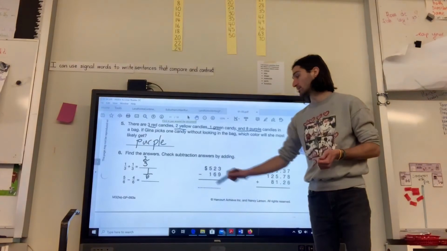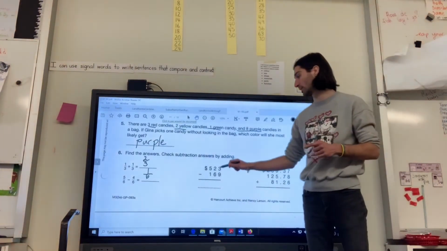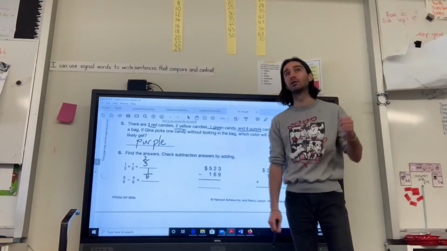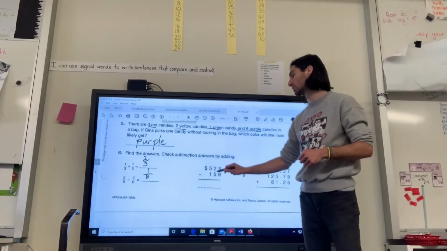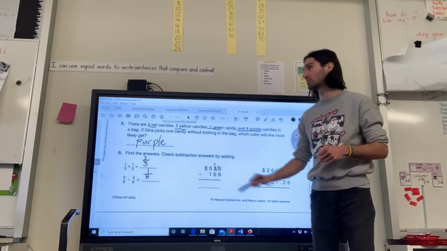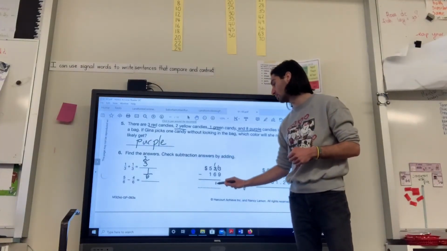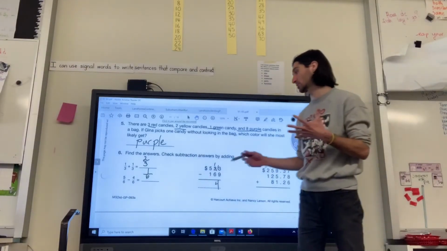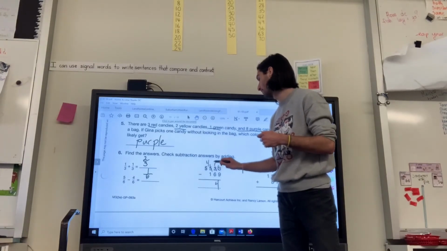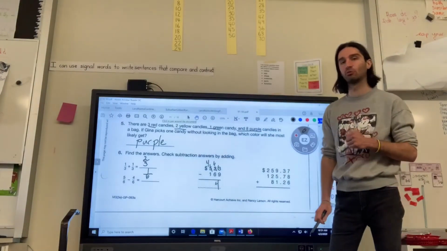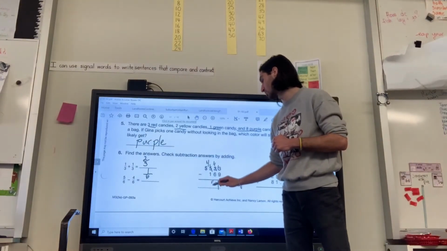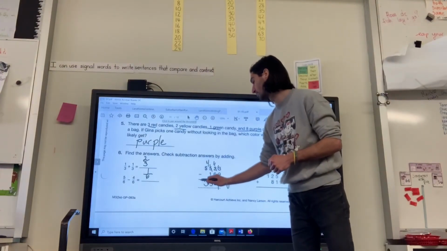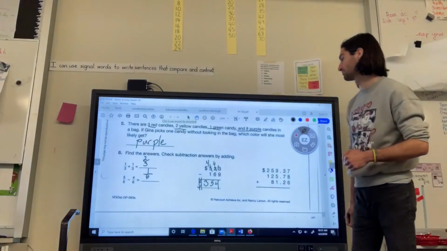Take away. So let's double check now. Make sure we can take away the numbers from each other. If we have 3, can we take 9 away? No. You got it. So let's borrow a 10. We have 13 subtract 9, which is 4. 1 subtract 6, can we do that? No, we cannot. So we gotta borrow. 11 subtract 6, which is 5. Okay, now we have 4 subtract 1, good job, which is 3. Don't forget your money sign.